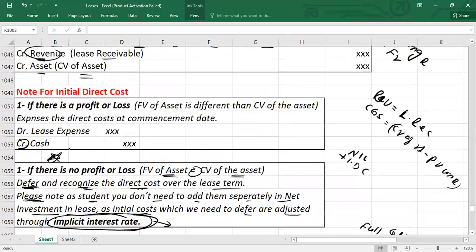If there is a profit or loss, initial direct cost should be recorded as an expense, and you have to pass this entry as a student. In the other case you don't need to worry, because it will be adjusted in the implicit rate, and the implicit rate will be provided to you in the question.